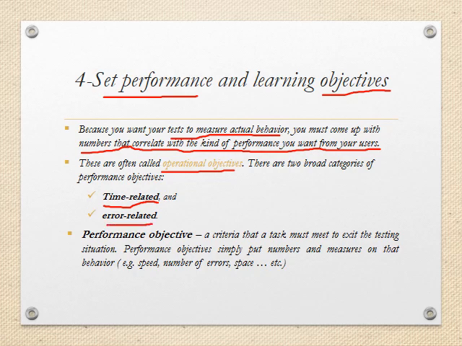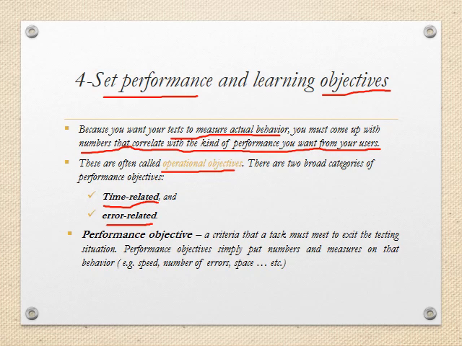Error related refers to the number of errors. Sometimes we have an acceptable number of errors. So I say, for example, if I can add a project in NetBeans without any mistakes or without any errors, here I defined the number of errors that I can accept to consider my product usable or effective.